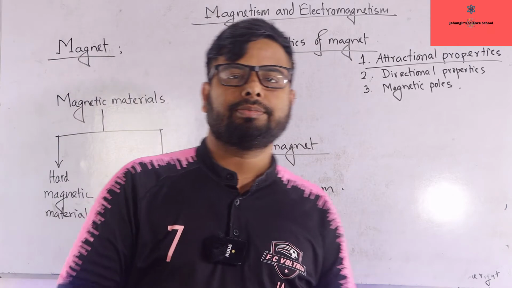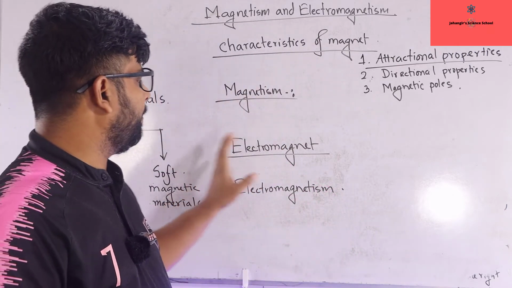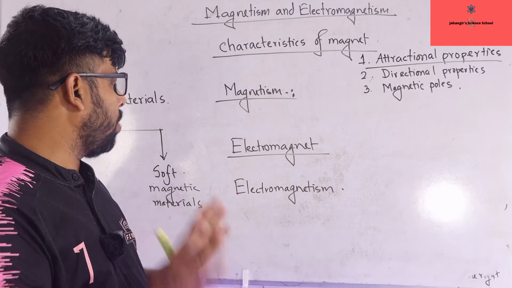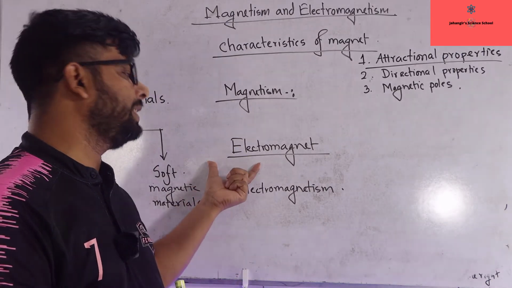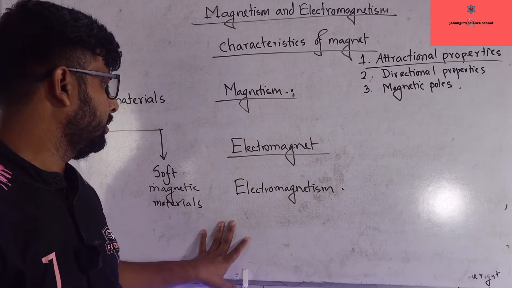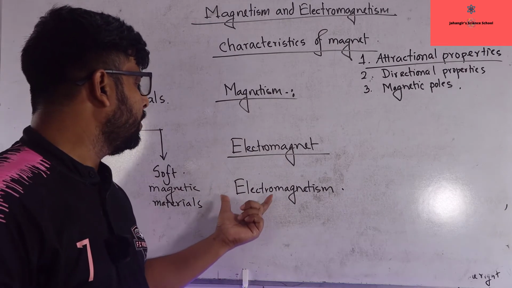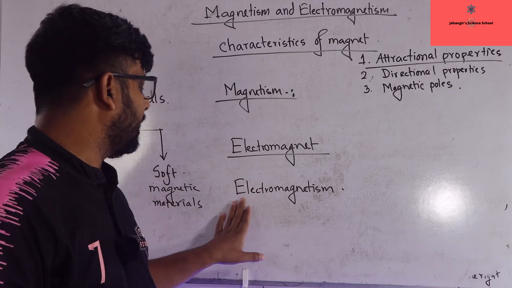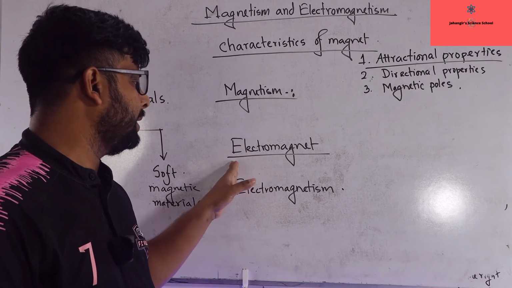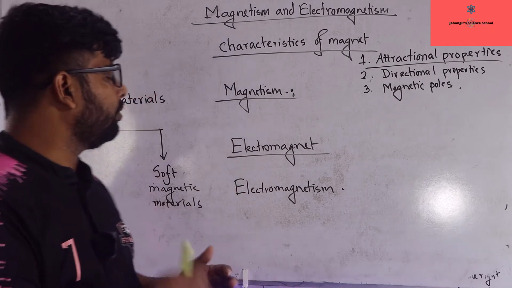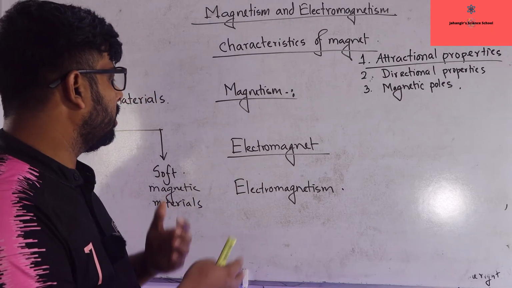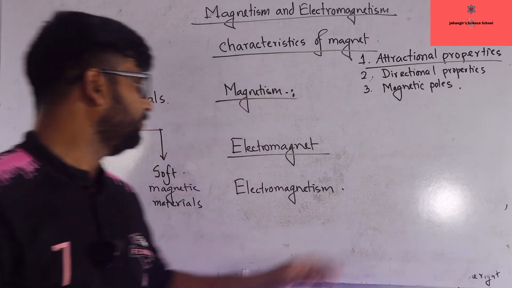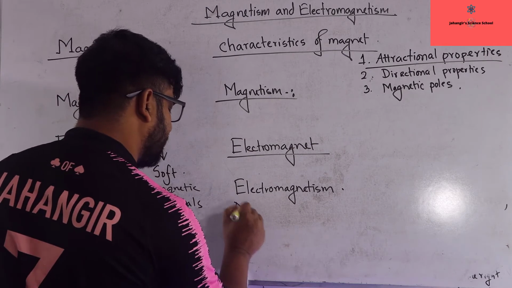Electromagnet. If a magnetic field is produced around a current carrying wire or coil by the help of electric current, it is known as electromagnet. The process or characteristics of producing electromagnet or magnetic field around a current carrying wire or a coil by the help of electric current is known as electromagnetism. Now magnetic poles, last one.